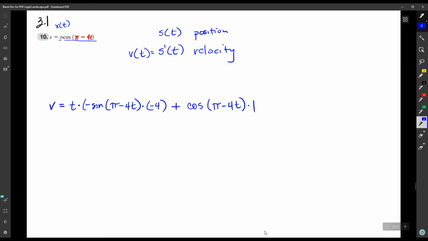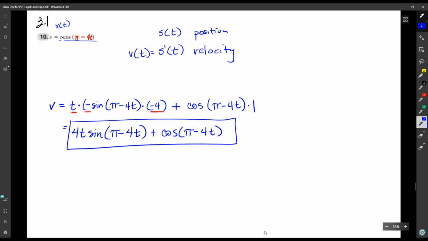All right, let's clean this up. So in this first term, I'm multiplying by a few coefficients. I've got a negative sign, I've got a negative 4, and I've got a t. So I'm going to clean that up as positive 4t multiplied by the sine of pi minus 4t, and then we're going to add the cosine of pi minus 4t. There's our answer to number 10.